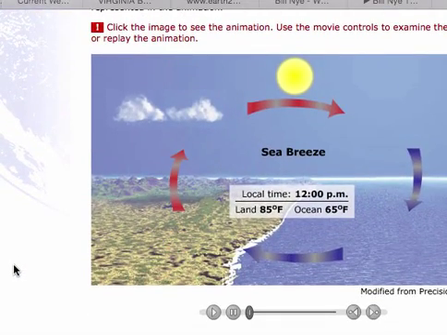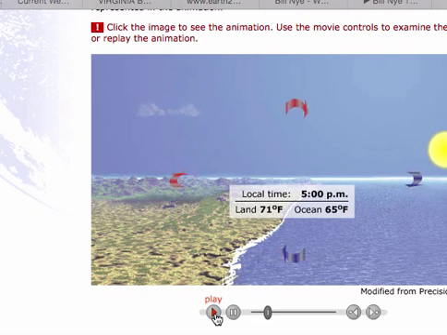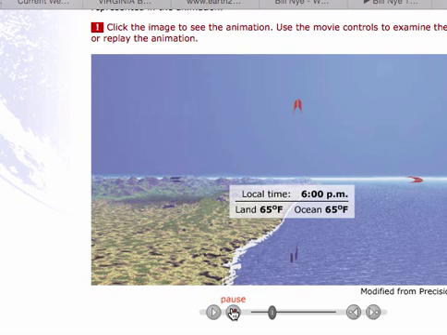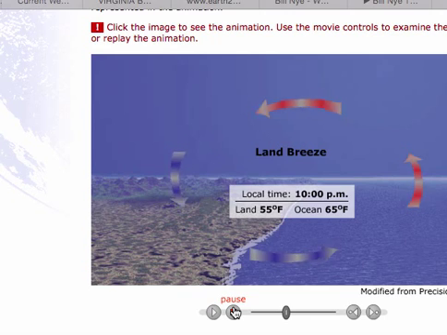So if we look at this example here, it shows at 12 o'clock, the ocean temperature is 65 degrees, the land is 85. Now, as we went through the day, now it's 6 p.m., land is 65 and ocean's 65. What's happened to our wind? We don't really have a wind blowing right here because there's no pressure difference. So we have to have the pressure difference for the wind. Now, we've moved now to 10 p.m. Now the land is 55 degrees and the ocean 65. So the land has a lower temperature, so it's considered a high pressure area. So the wind is going to blow from land to ocean.